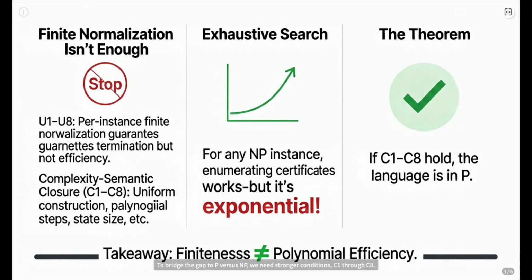To bridge the gap to P versus NP, we need stronger conditions, C1 through C8. These demand uniform polynomial resources: construction steps, state size, everything must scale nicely with the input size. Just having a finite process isn't enough. It needs to be fast and uniform. Without these, we're stuck in the land of potentially very long searches.